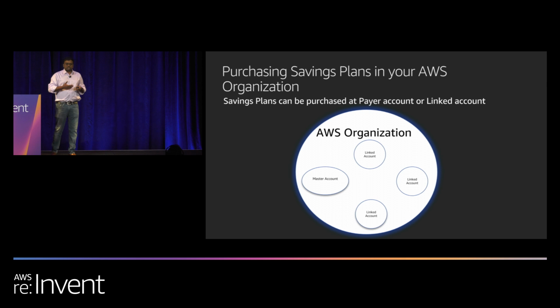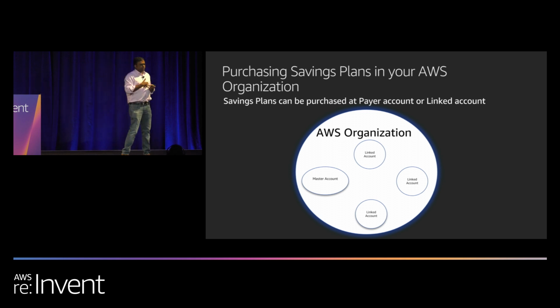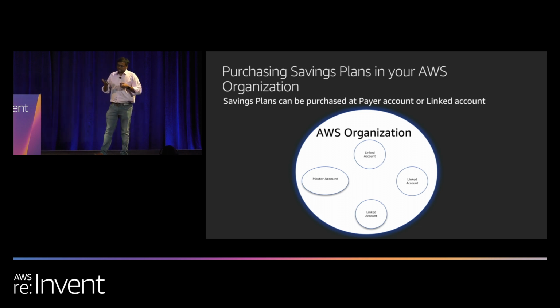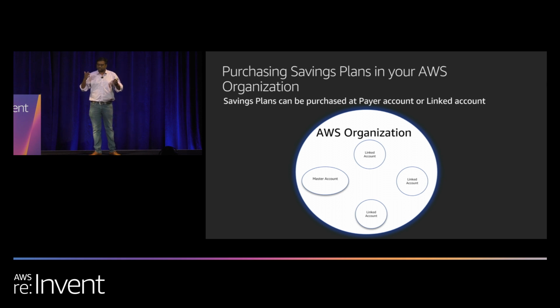So let's look at some other considerations now. A lot of customers operate in a multi-account environment. So where in your account hierarchy can you buy Savings Plans? In a multi-account environment, one account is designated as the master or the payer account, and all the other accounts are what we call linked accounts. And Savings Plans is a flexible pricing model, which you can buy at any account level, just like how you can buy RIs at any account level.